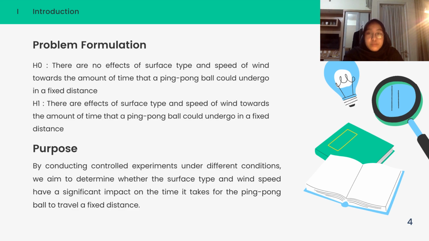This information could be useful for ping pong players and coaches who are trying to understand the conditions that affect the trajectory and movement of the ball. Additionally, this information could also have broader applications in the field of sports science, where understanding the factors that influence the movement of the ball, like weight of objects, can be useful for optimizing performance. Through this practicum, we hope to gain a deeper understanding of the factors that influence the movement of ping pong balls and to contribute to the existing knowledge in the field.